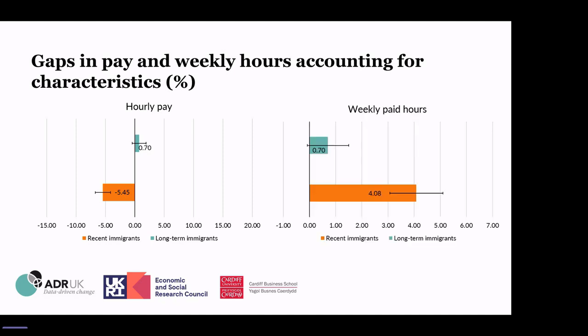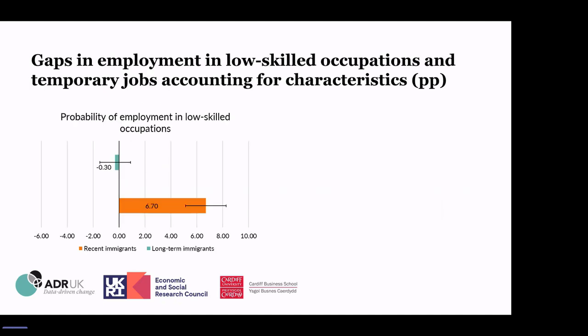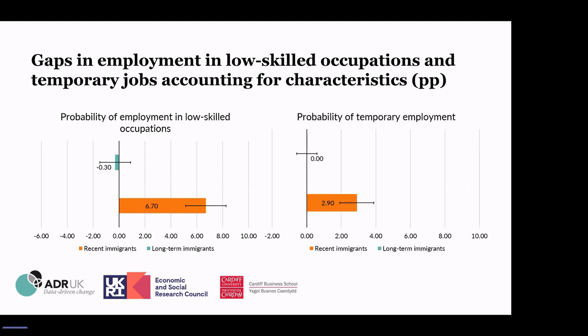A similar picture will emerge in all the other outcomes we consider. More recent immigrants are working longer hours again, weekly. They are more likely to be employed in low-skilled occupations, and they are more likely to be in temporary jobs. While long-term immigrants are much more similar to the UK-born population in all the labor market outcomes we consider.